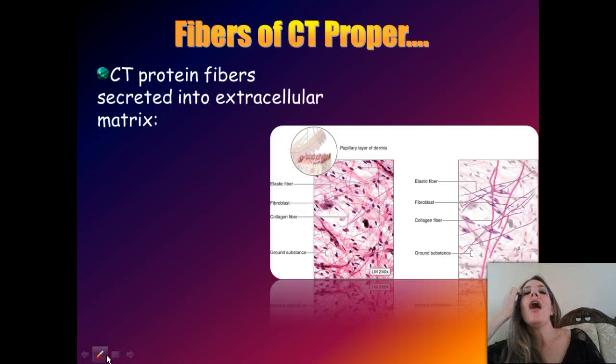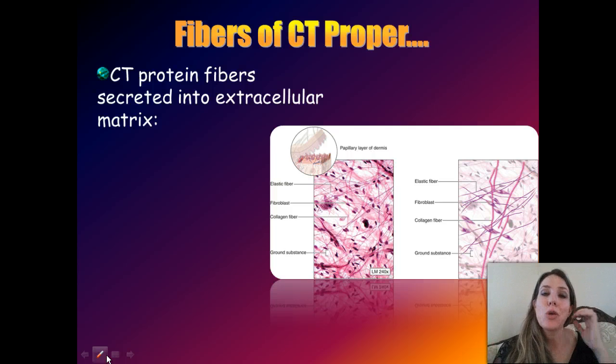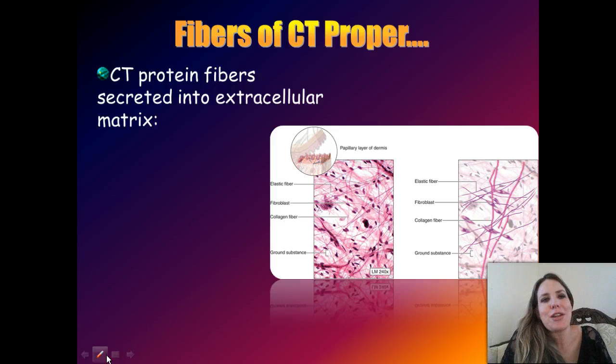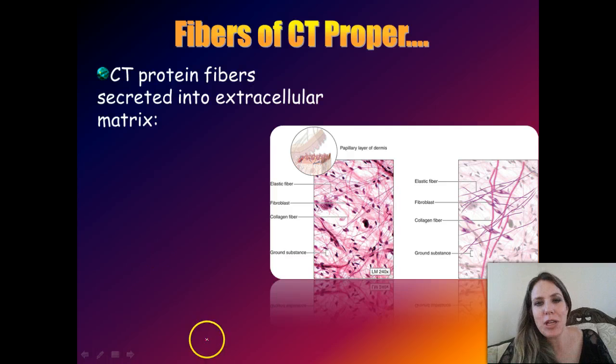Okay, so you know now the different categories of connective tissue. Now let's start getting a little more specific into connective tissue proper. In connective tissue proper, again, it's the arrangement of those protein fibers that gives it its characteristic of whether it's in the loose category or the dense category. These fibers are produced by cells that are in the tissue, and they're secreted directly into the extracellular matrix.